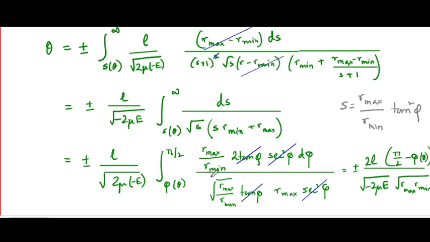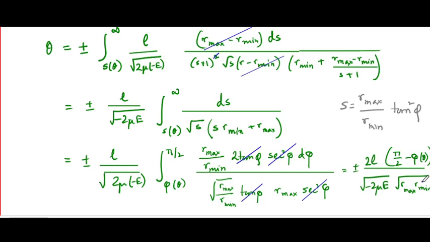Of course, for the apsidal angle calculation, we had 0 to pi by 2 here. But now you have phi of theta to pi by 2. So that's the only difference between the calculation I'm doing here and the calculation I did in the last video. So theta works out to be plus minus twice L by root of minus twice mu e, times pi by 2 minus phi of theta, with root of r max times r min in the denominator.